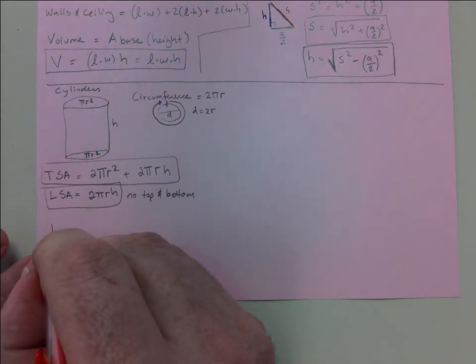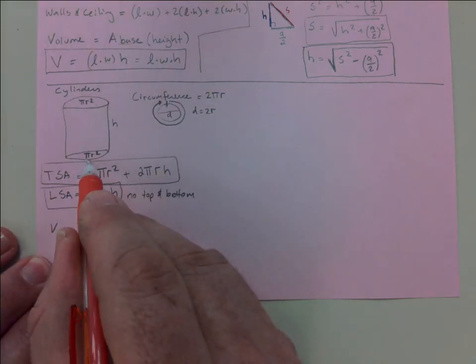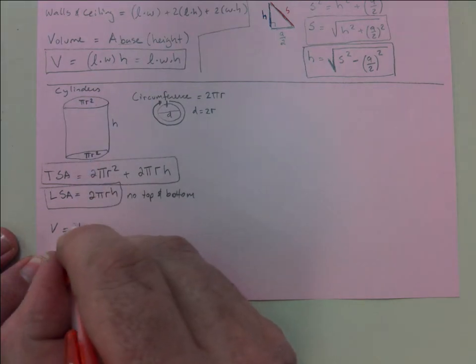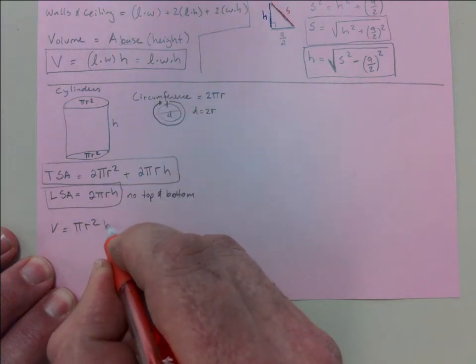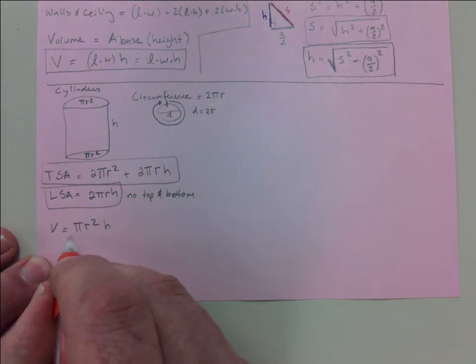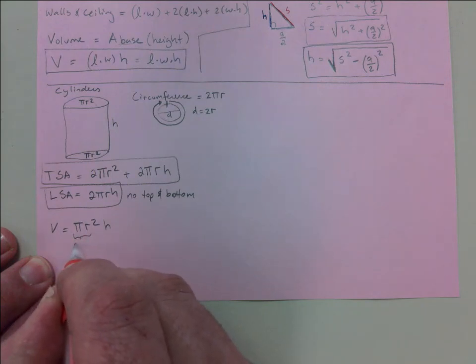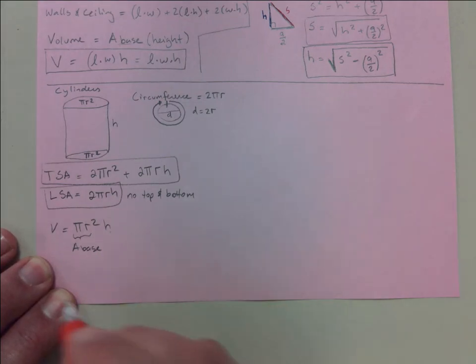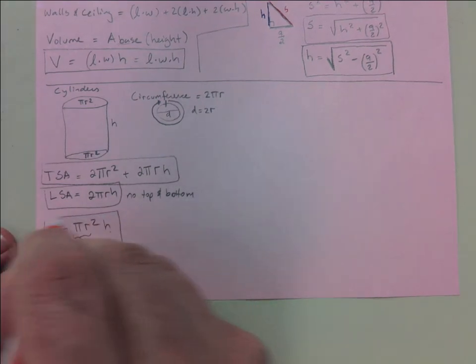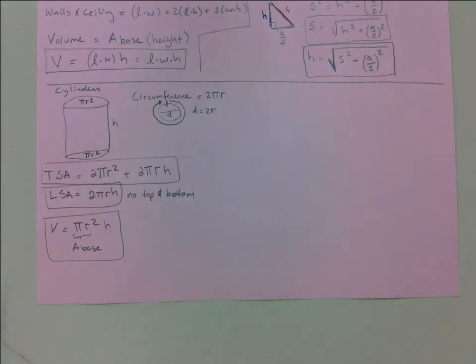The volume is still area of base, which is pi r squared, times the height. So if you think about it, this is area of base times height. And there you have it. That's the volume of a cylinder.